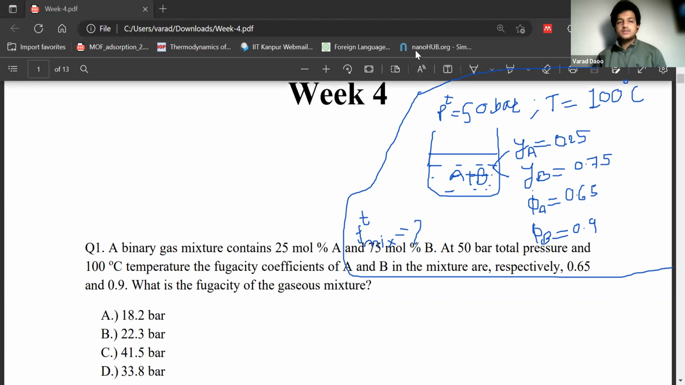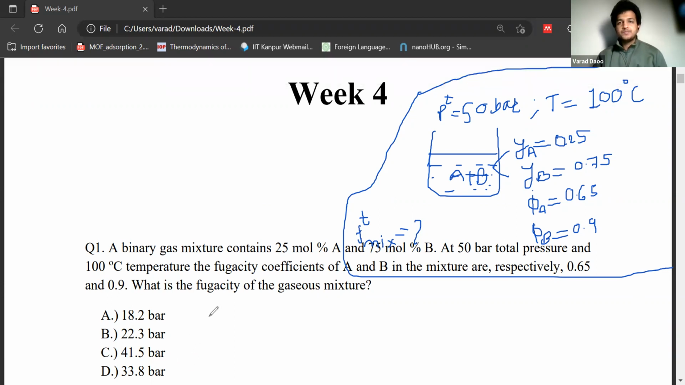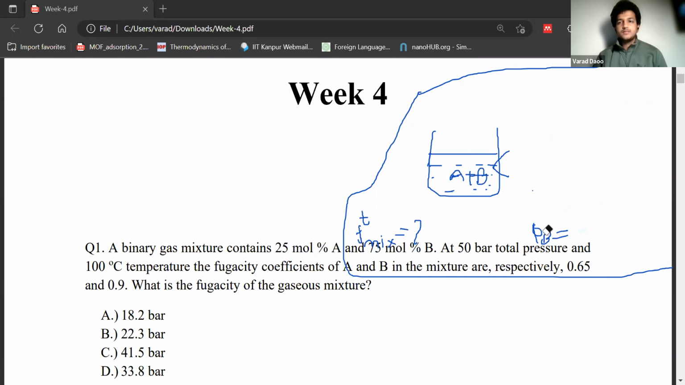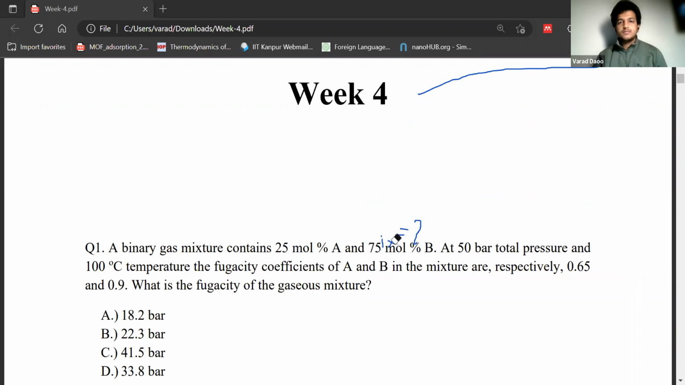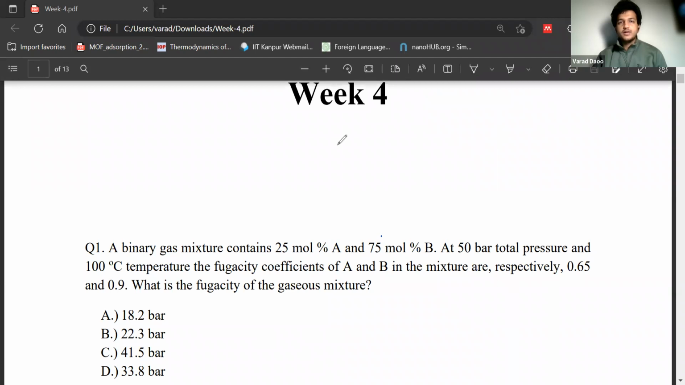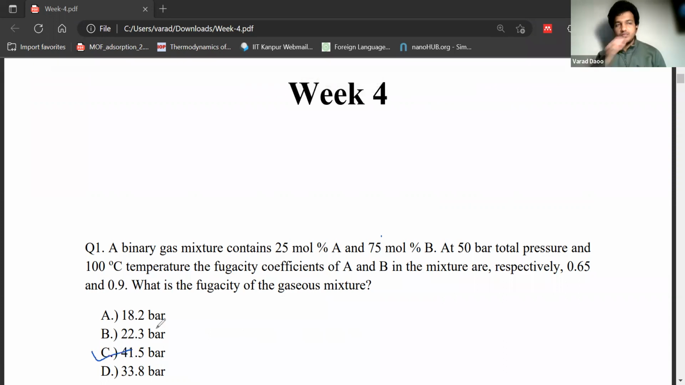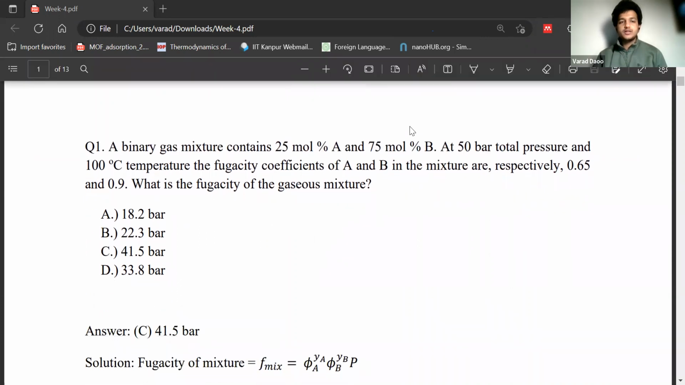Anybody got any answer? Anybody would like to try? Okay, anybody will try the answer? The correct answer is option C, 41.5 bar. Anybody got it? Nobody got it? So let us discuss the question.